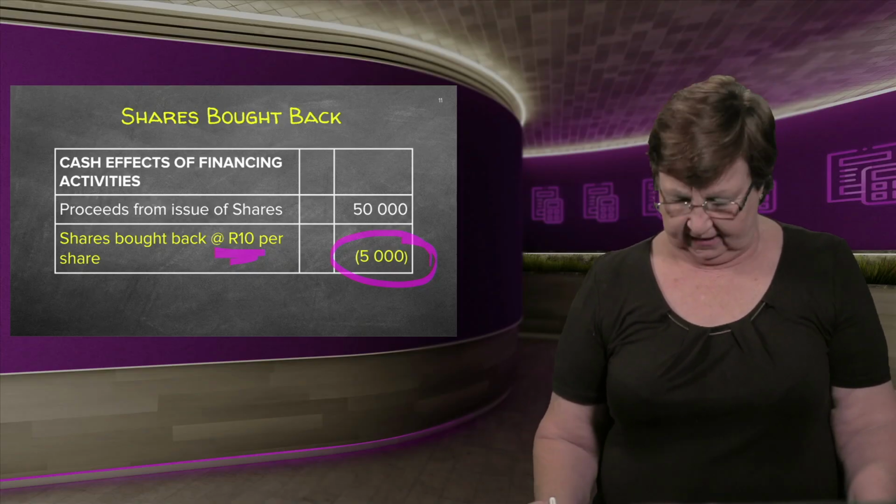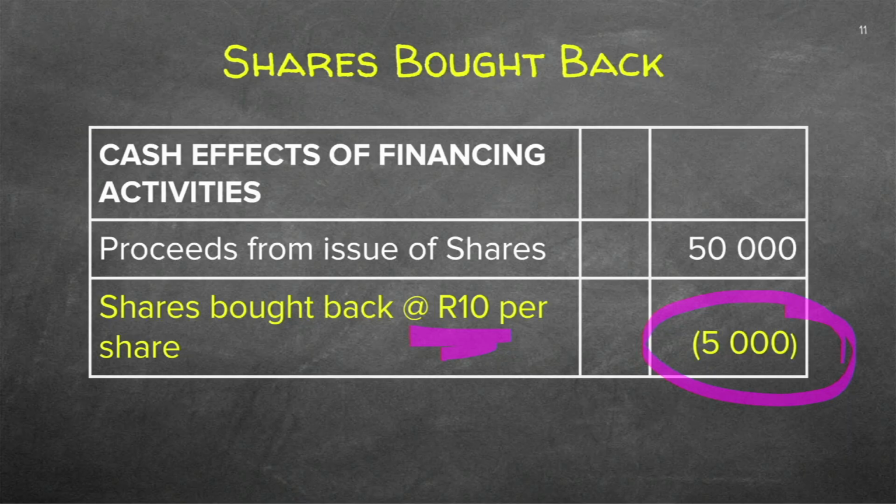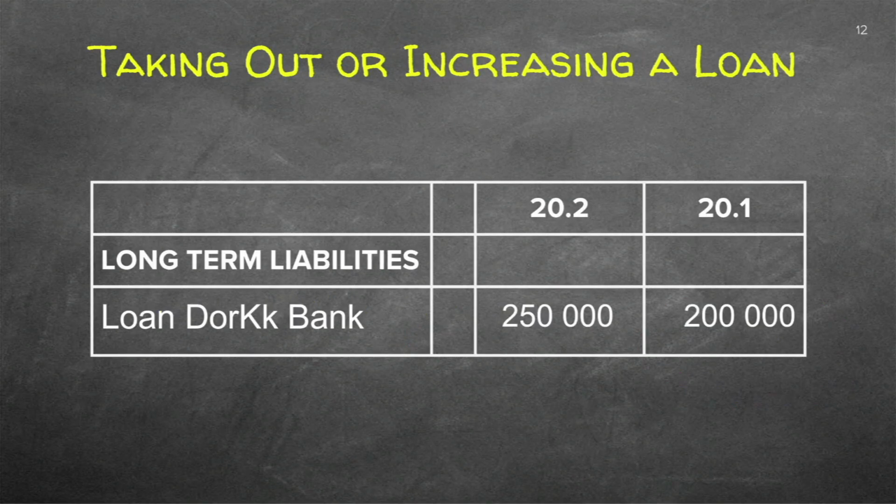We're simply going to take 5,000 Rand, which we paid, and each share was 10 Rand. So if you divide 10 Rand into 5,000 Rand, you will know that we bought 500 shares back from a shareholder who either was deceased or who wanted to get rid of his shares.